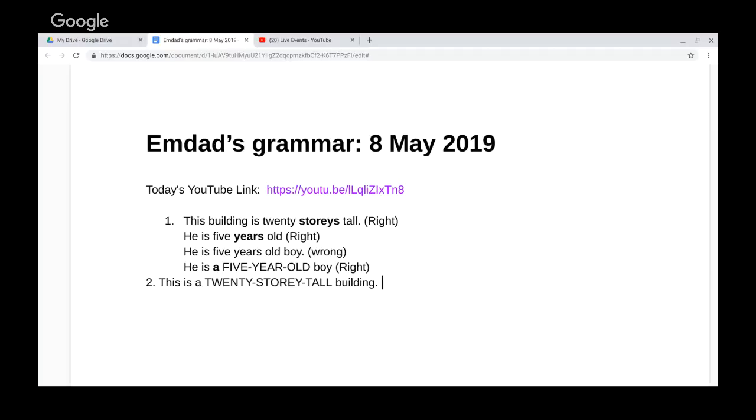Right or wrong? Correct, 10 years old. Or this is a 10 year old PT coaching center, and the sentence finishes with a noun, PT coaching center. Is it clear? Did you understand this one?